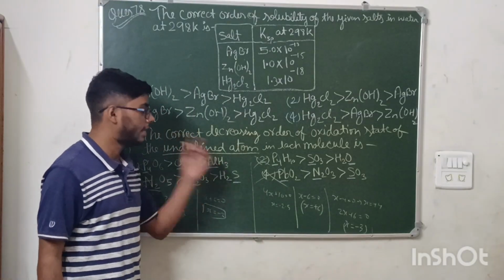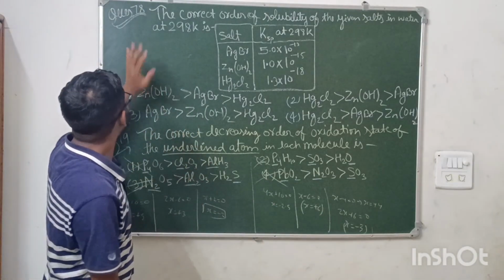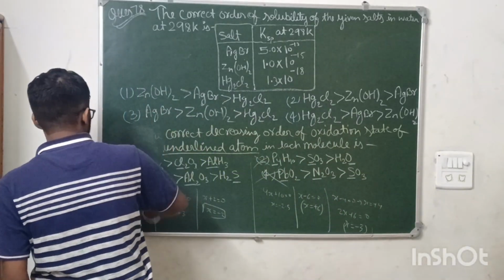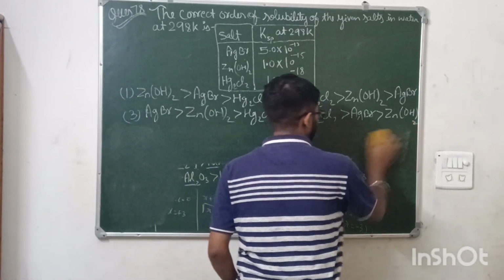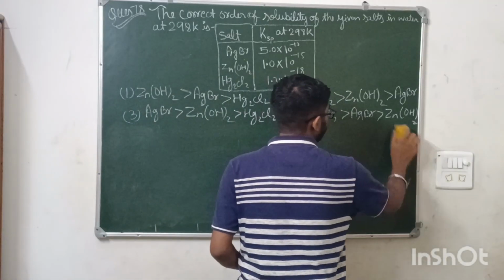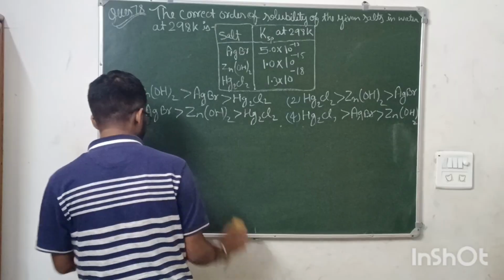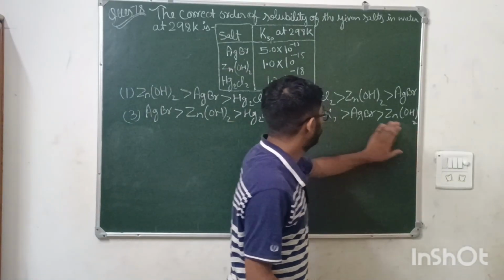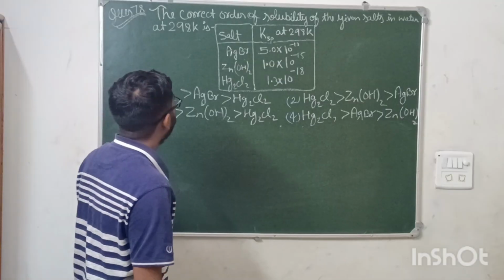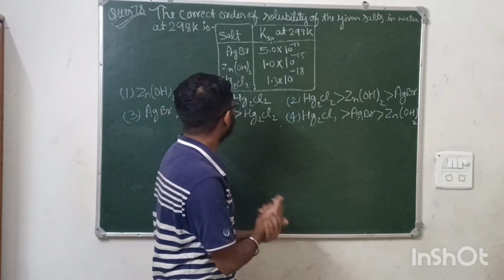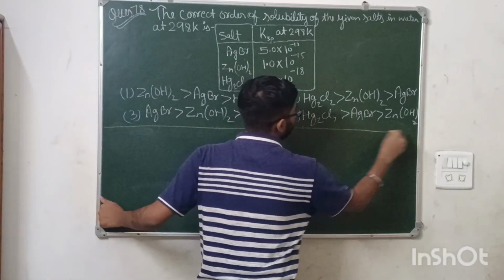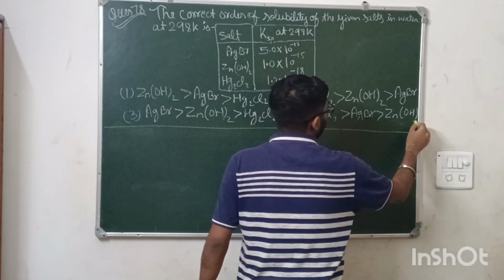N2O5, Al2O3, H2S. Okay, moving on to question number 78. Question number 78 is based on the concept of ionic equilibrium, solubility product, KSP. It is asking us to tell the order of the solubility products of the following salts: AgBr, Zn(OH)2, and Hg2Cl2. You know how to write KSP for any salt.